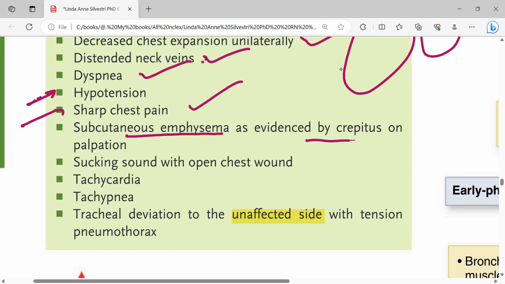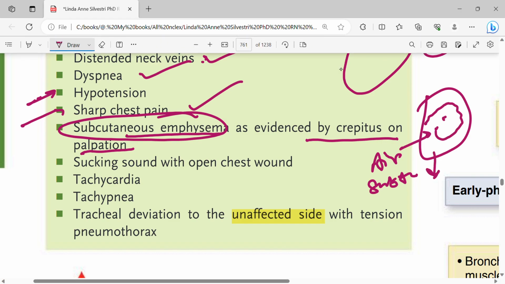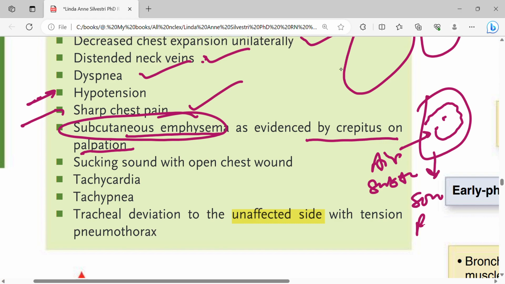Subcutaneous emphysema as evidenced by crepitus on palpation. Subcutaneous emphysema means there will be an entry of air into the subcutaneous tissues, like the chest wall. In the chest wall there will be some entry of air, so when we palpate, a sound will arise. That is called crepitus.